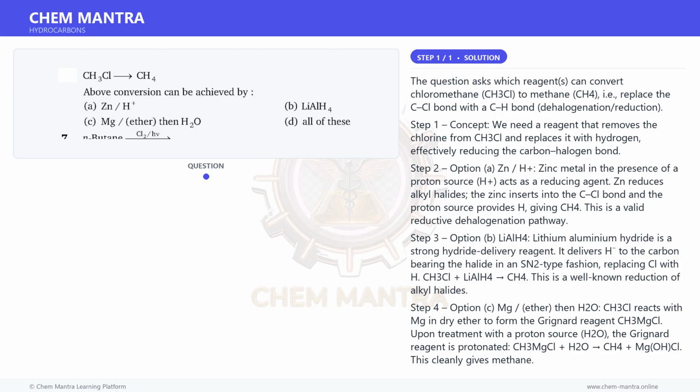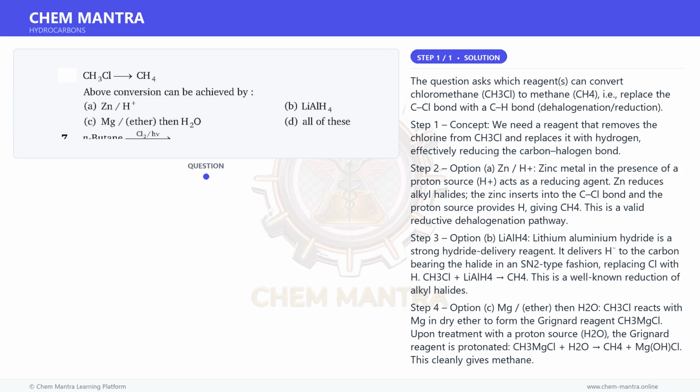Step 2, option A. Zn/H+, zinc metal in the presence of a proton source, H+, acts as a reducing agent. Zn reduces alkyl halides, the zinc inserts into the C-Cl bond and the proton source provides H, giving CH4. This is a valid reductive dehalogenation pathway.